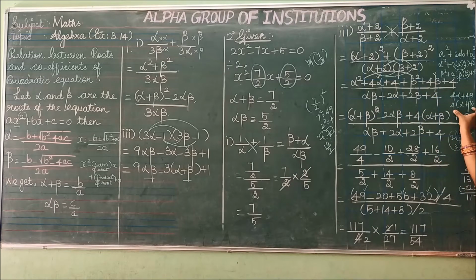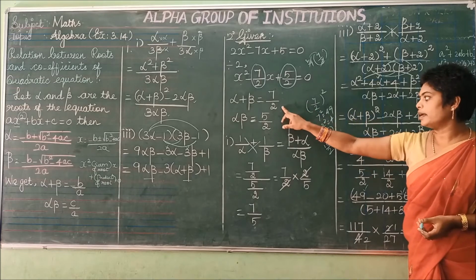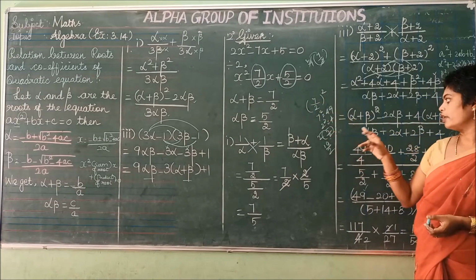You can take 4 common, that means 4 times alpha plus beta, plus 4 times alpha beta. Combine this constant term, what is the value? Plus 8, divided by alpha beta plus 2 alpha plus 2 beta plus 4. Then you can apply the values. Here alpha plus beta is 7 by 2. So if you square, what do you get?